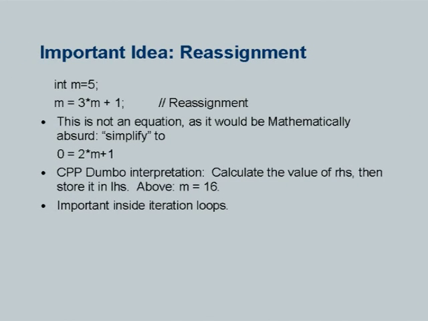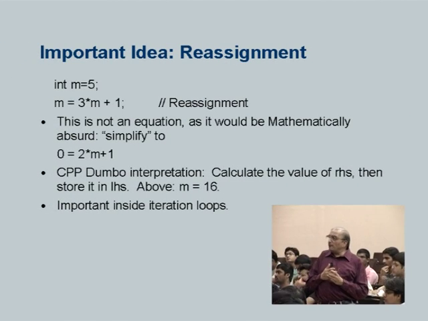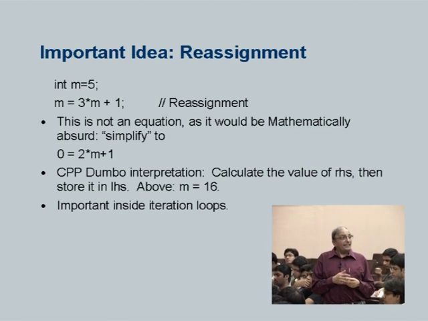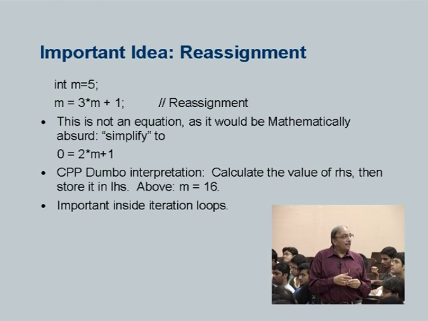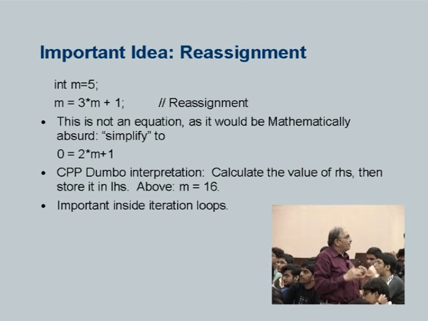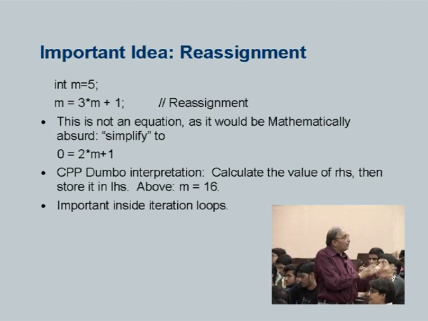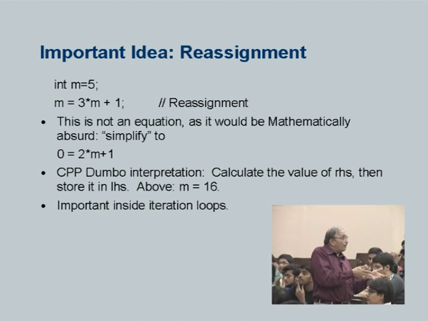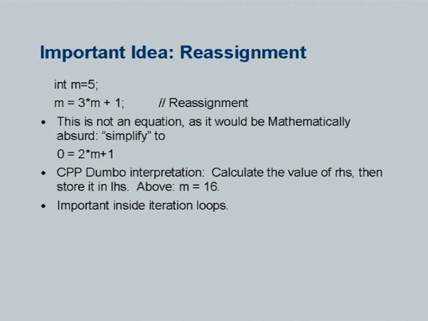Dumbo will calculate the value of the right-hand side, which for m equal to 5 works out to 5 into 3 plus 1, which is 16. Now it will take this value and look at the left-hand side. Left-hand side incidentally happens to be m. It could have been z, b, count, whatever. Whatever is the left-hand side, that is the drawer in which this final value will be kept. If that drawer's value was used earlier in the right-hand side expression, so be it. That old value will be destroyed. So after executing this reassignment, this drawer will now contain the value 16 and not 5.